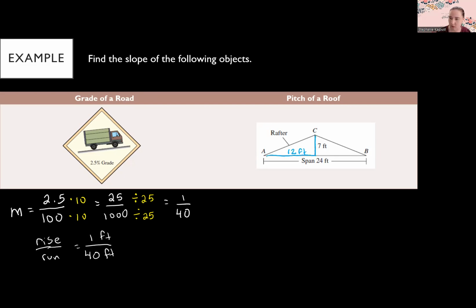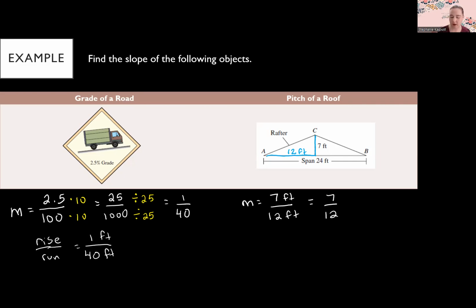under the part that we're looking at here for the pitch of the roof on one side. We're actually looking at a horizontal distance of 12 feet. So our slope in this case is rise over run, so 7 feet over 12 feet, which is just 7 over 12, and those don't reduce. So that is the pitch of your roof. And if you put it as a decimal, you just divide that in your calculator, you get 0.583 repeating.